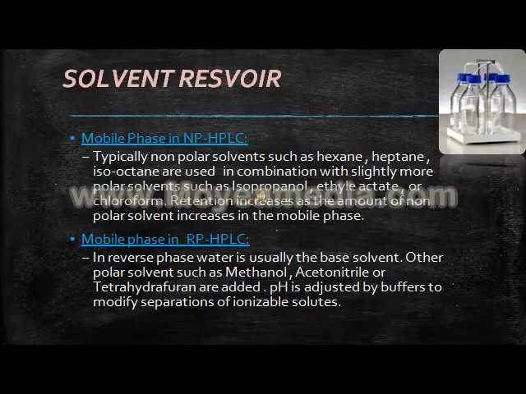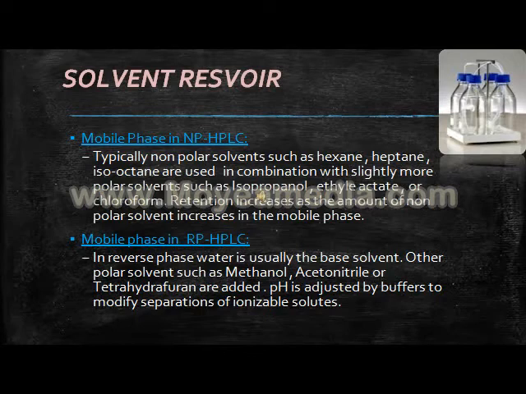You can see this is the solvent reservoir. We have studied two types of HPLC, normal and reverse phase. In the normal phase, these bottles are filled with a polar solvent, while in the case of the reverse phase, water is used as the base solvent.